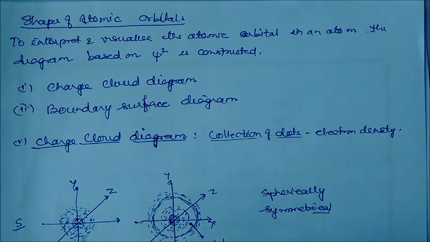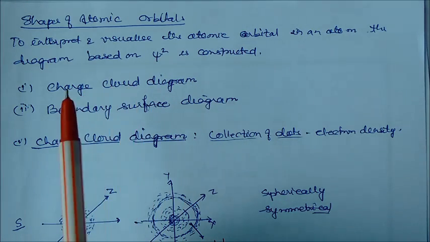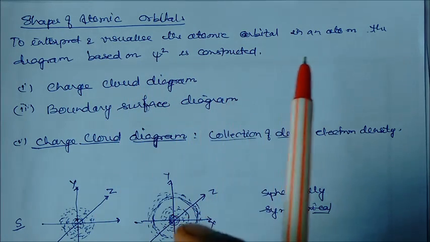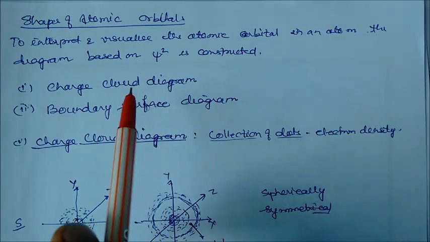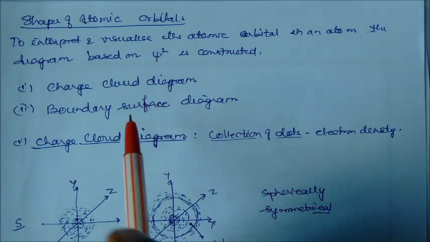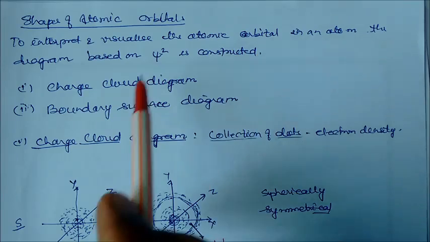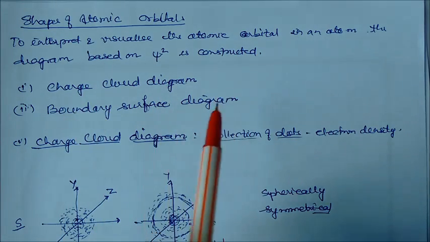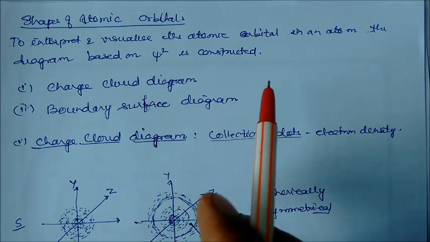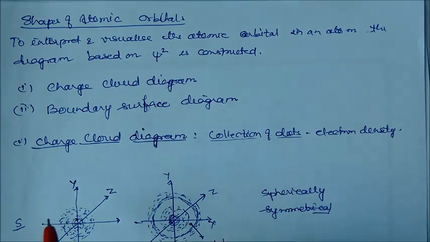Welcome to this lecture. Today in this lecture we will study the shapes of atomic orbitals. To interpret and visualize the atomic orbitals in an atom, a diagram based on psi square is constructed. As we have seen previously, to visualize the atomic orbitals we have drawn that diagram, and it is based on mathematical calculations, that is, Schrodinger's mathematical equations.